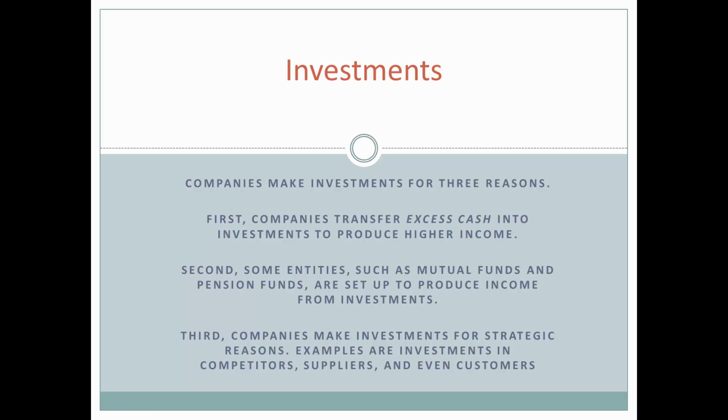Investments. Companies make investments for three reasons. First, companies transfer excess cash into investments to produce higher income, either through dividends or through interest. Second, some entities such as mutual funds, pension funds, or a 401k fund are set up specifically to produce income from investments. Third, companies make investments for strategic purposes. An example would be an investment in a competitor, in a supplier, or even a customer in order to establish some relationships.